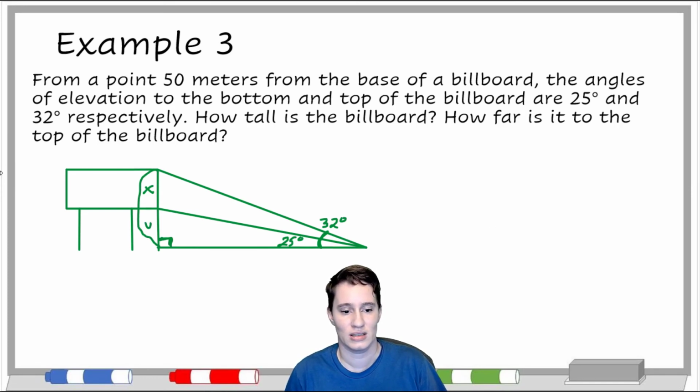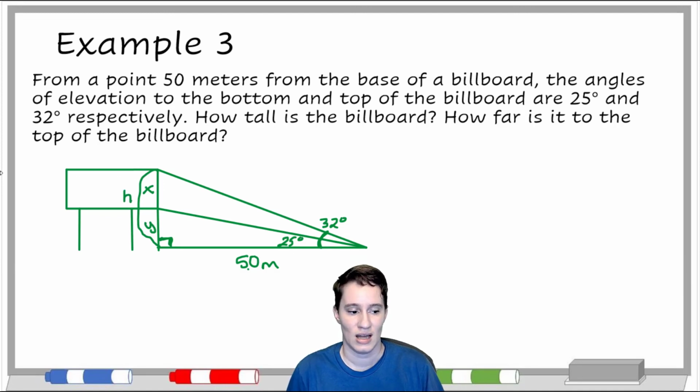Right? We're going to actually need to basically find three things here to end up with this height of the billboard. We can use, this is 50 meters on the bottom. So we can use 50 meters and 25 to find y. We can use 50 meters and the 32 degrees to find the whole height of this, which we'll call h. And then we can do h minus y, and that will give us what x is. So this one's a little complicated. But I think we can do it.